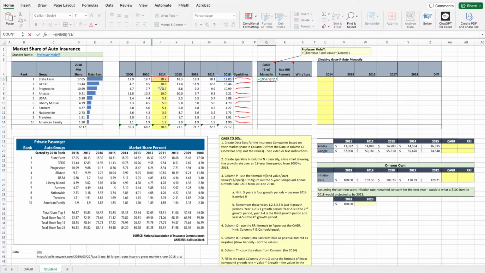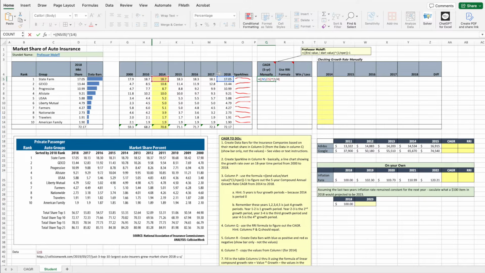Now we have 5 years, but we only have 4 growth periods. Now we show more, but we're talking about going from 2014 to 2018. So 2014 is the beginning number. From 2014 to 2015 is 1 period. From 2015 to 2016, second period. 2016 to 2017, third period, and then the fourth period. So for number of periods, we have to have 5 years to get 4 periods. And this is a mistake that a lot of people make and a lot of students make.